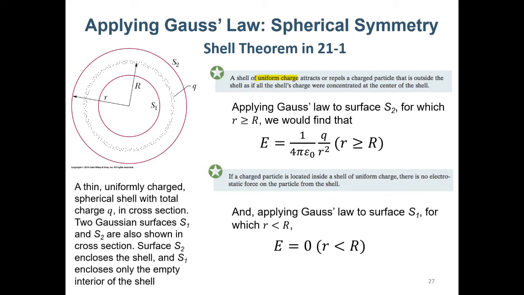And for the next one, if a charged particle is located inside a uniformly charged shell, we can ignore the outer part. Now we only draw a Gaussian surface inside it. So the Q enclosed is 0.